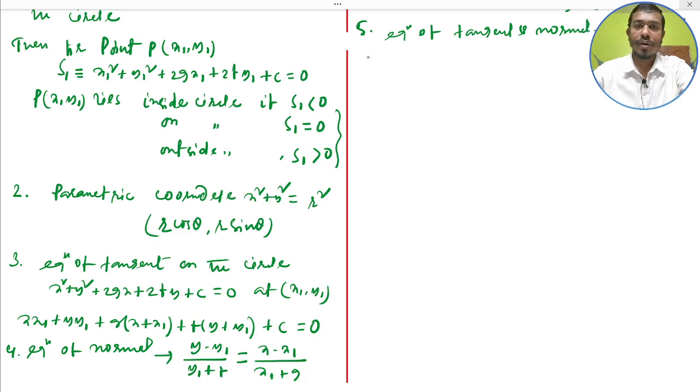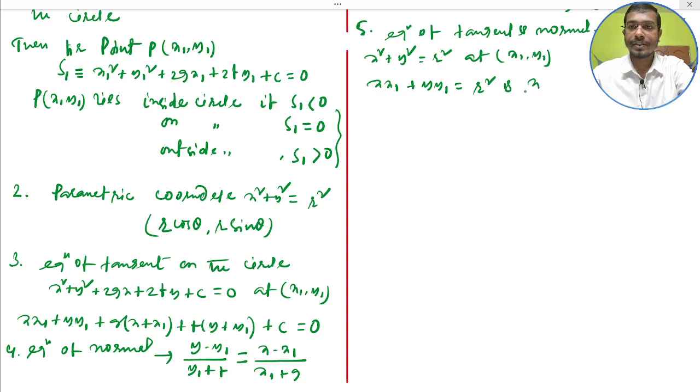That on the circle x square plus y square equal to r square at the point x1, y1. So this would become x x1 plus y y1 equal to r square, and x divided by x1 is equal to y divided by y1.